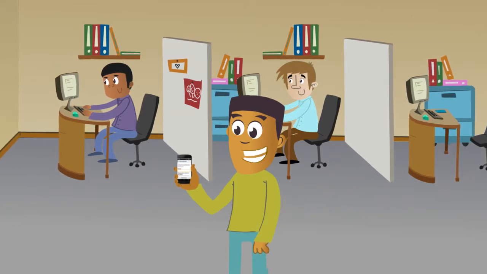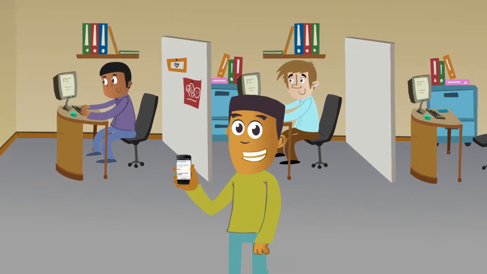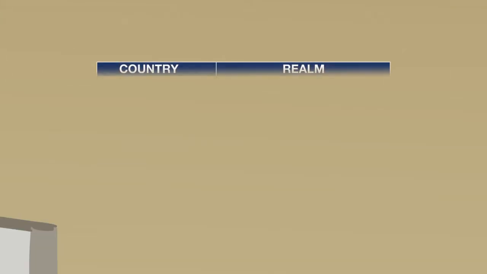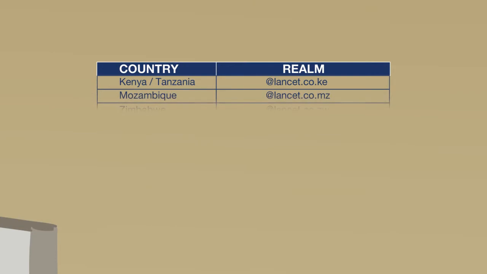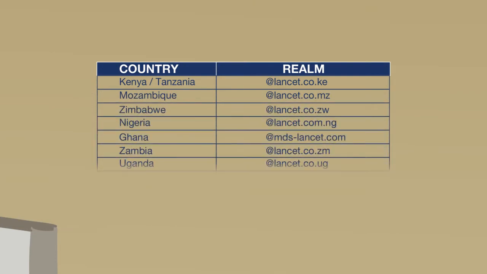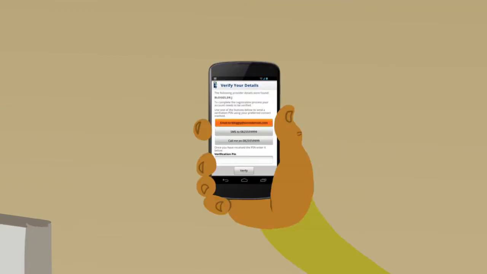Please note, if you receive reports from multiple countries, i.e., your mnemonic exists within multiple realms, you will need to include that country's relevant realm after your mnemonic during the registration process. The different countries and their realms are Kenya, Tanzania, Mozambique, Zimbabwe, Nigeria, Ghana, Zambia, Uganda, Swaziland, Botswana, South Africa.